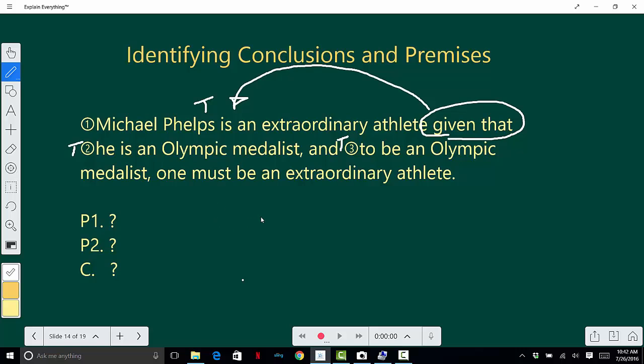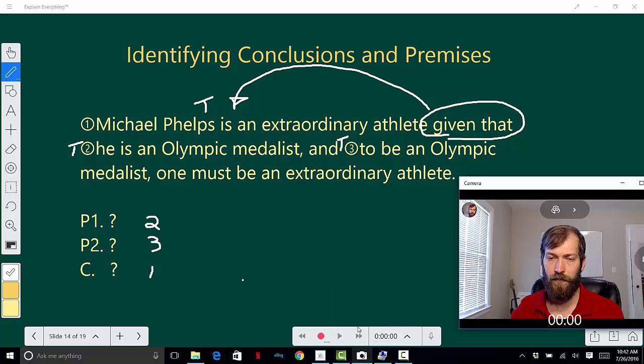And by definition of premise, that means that statement 2 and statement 3 are our premises, and 1 is our conclusion. And if you have more questions about why that's the case, please bring that up in class and we'll discuss it in more detail.